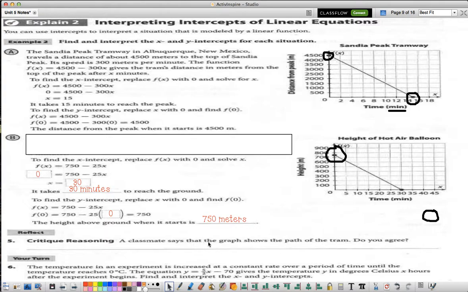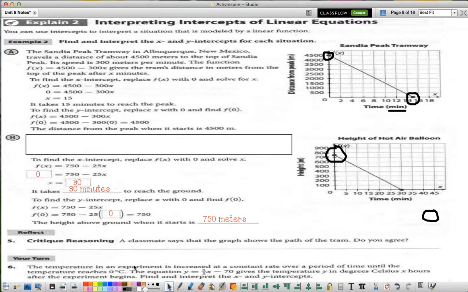Now, a classmate says that the graph shows the path of the tram. Do you agree? Here's the hard part. In this one, it's telling you that it's a tramway, traveling a distance of about 4,500 meters to the top of the peak. Even though here it says that it's going down, this is actually telling us that it's going up. So in this case, it's not telling us the path. It's only telling us the speed.